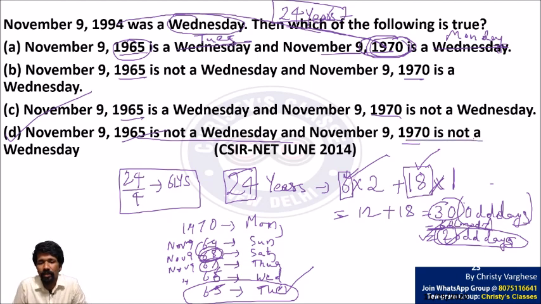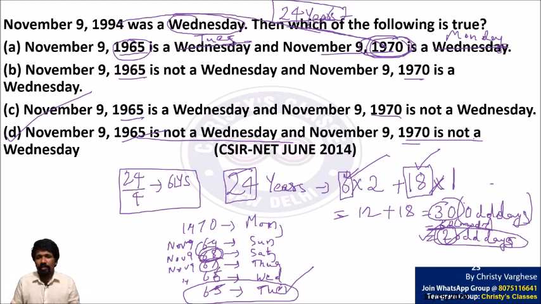I know this is a little time consuming to calculate all this. CSIR only one time they have asked a question directly giving dates and finding the day. But if you practice, you can speed up this.